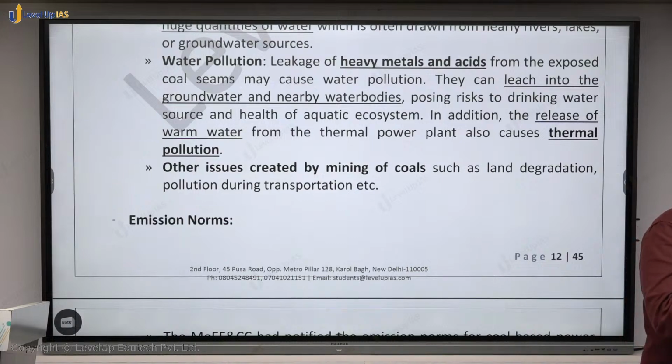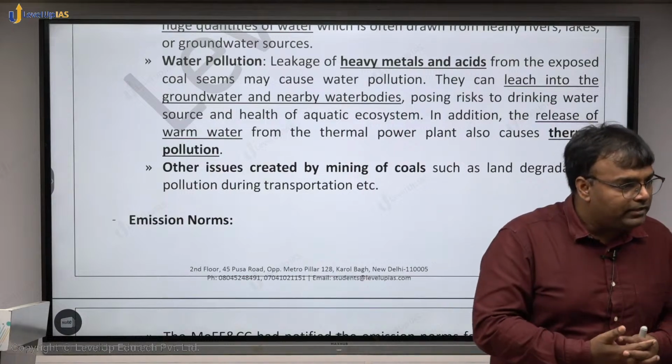But the question was about environmental impact, so we have revolved around environmental impact. Economic impact negative कैसे डालोगे?